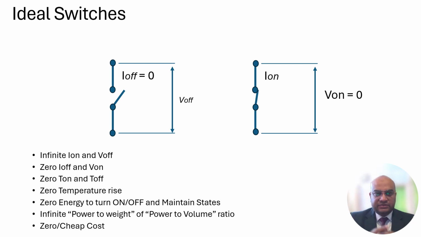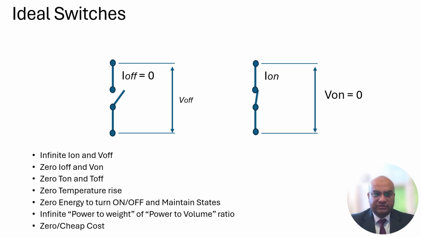To start with ideal switches, here we can see there are two switches displayed in front of you. One is in off state and the other switch is in on state. During the off state, you can see the switch is not connected to the pole. Here you can see the throw is connected to the pole. So this is the on state. So we have two states where the switch can be either on or off.